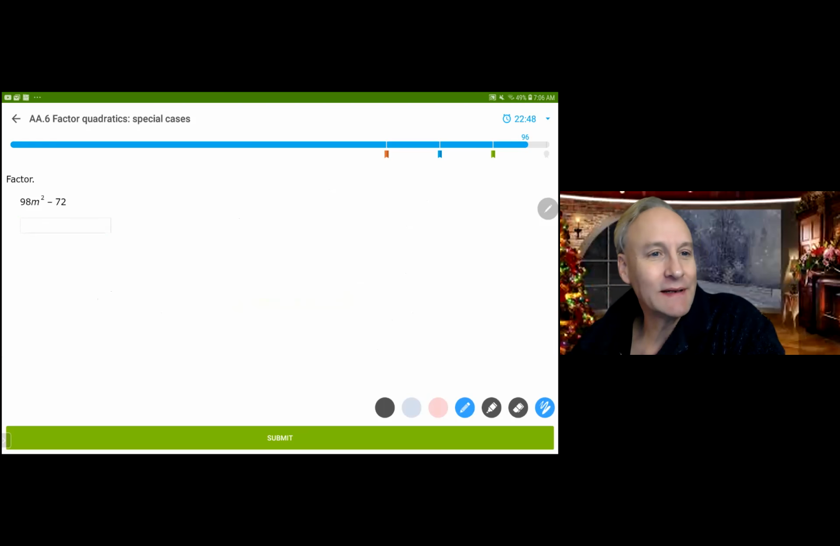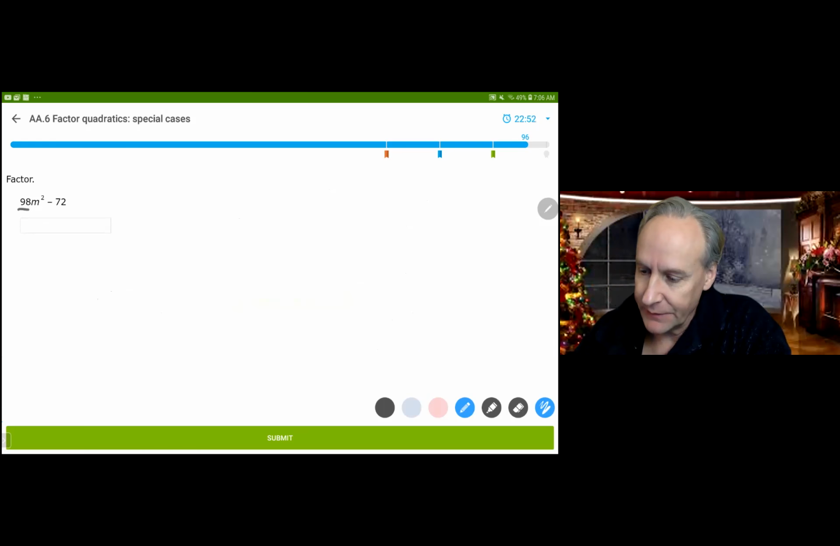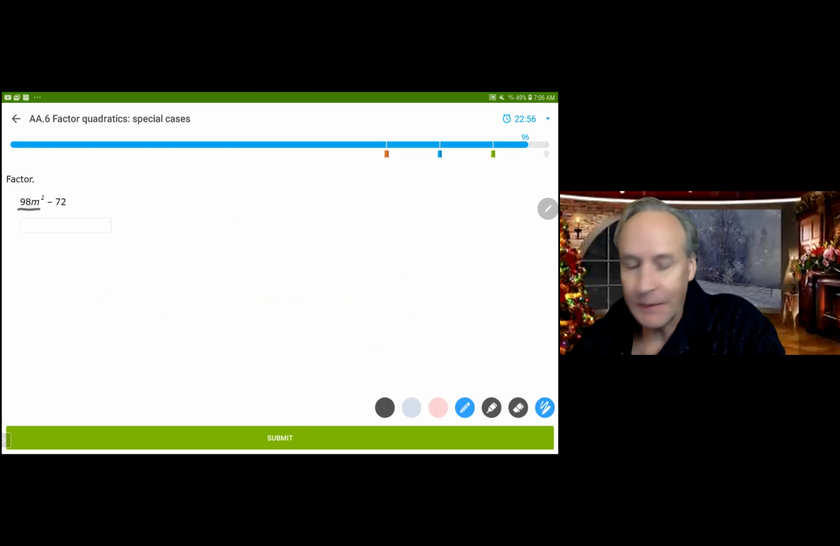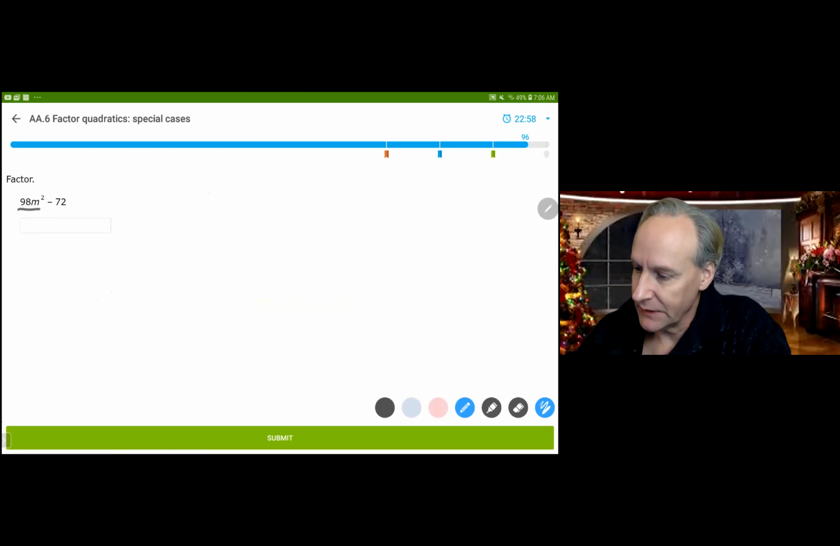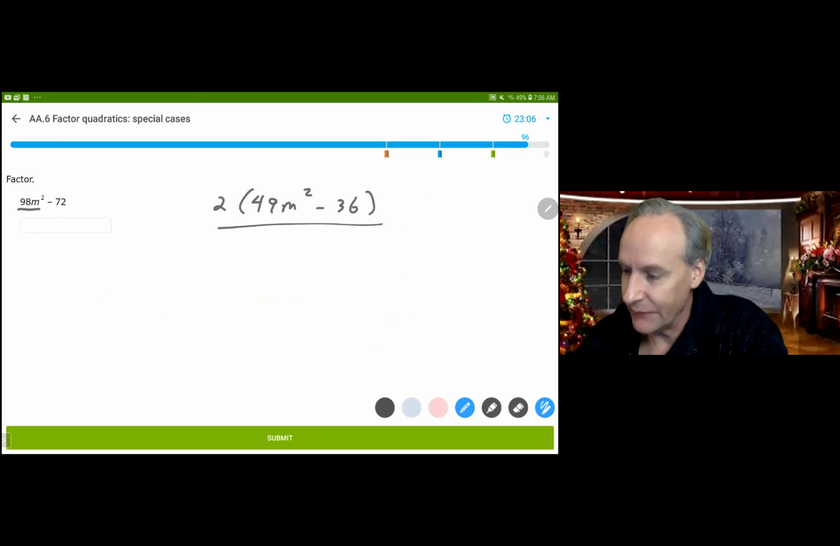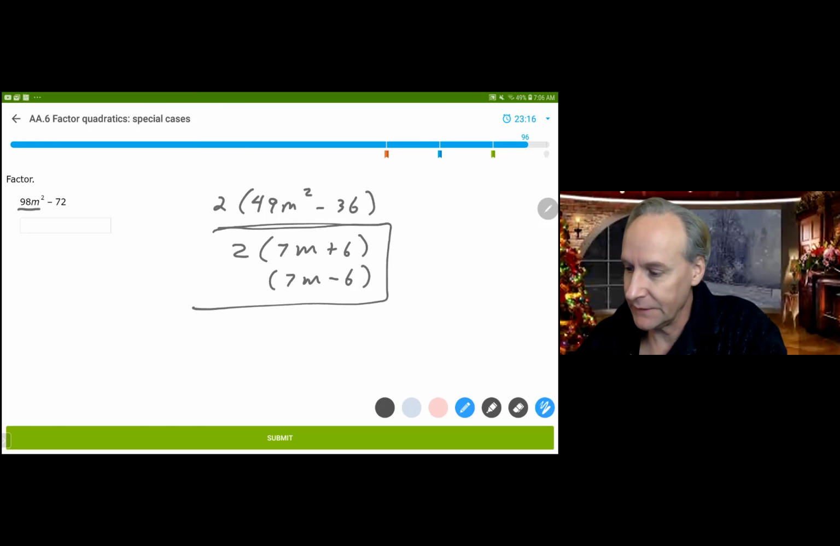Okay, what are we going to take out? And the reason I know I'm going to take something out is because that is not a perfect square. However, if I divide it by 2, it will be, because 2 goes into 98 49 times. 49m squared minus 36. And now I have a difference of squares. Don't forget the 2. We've got 7m plus 6 and 7m minus 6. And sure enough, it works out really nice.